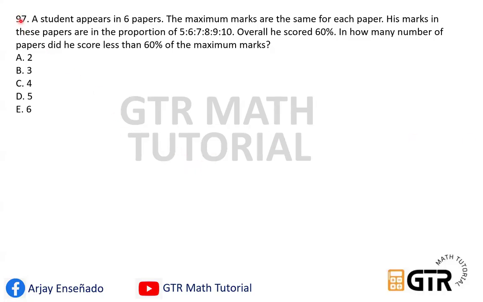Random math problem number 97. A student appears in 6 papers. The maximum marks are the same for each paper. His marks in these papers are in the proportion of 5 is to 6 is to 7 is to 8 is to 9 is to 10.